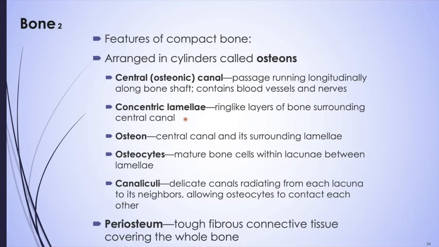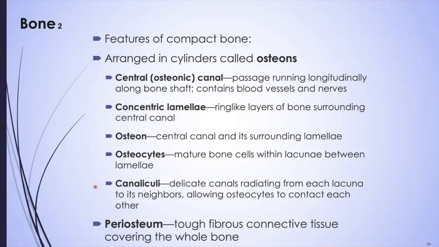Then you have concentric lamellae. Those concentric lamellae look like rings. If you can imagine the rings of a tree, that's what it looks like. An osteon is the central canal and its surrounding lamellae. So put it together. Then you have, of course, your osteocytes, which are the cells themselves. Osteocytes are mature bone cells located in the lacunae between the lamellae. Don't you love these words? If you recall from our cartilage, the lacunae is that cavern in which you find the cells.